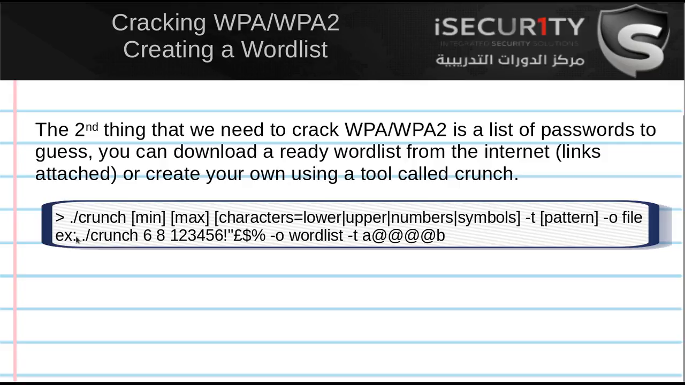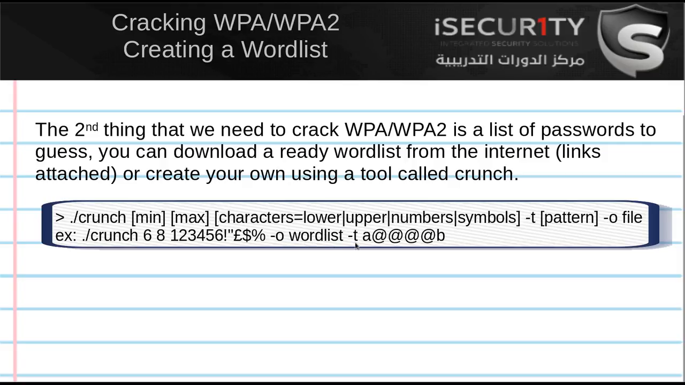So for example, in this example, we have Crunch. We're going to create passwords of minimum of 6 characters and maximum of 8 characters. And the passwords are going to be combinations of the characters 1, 2, 3, 4, 5, 6. And these are going to be stored in a file called Wordlist.